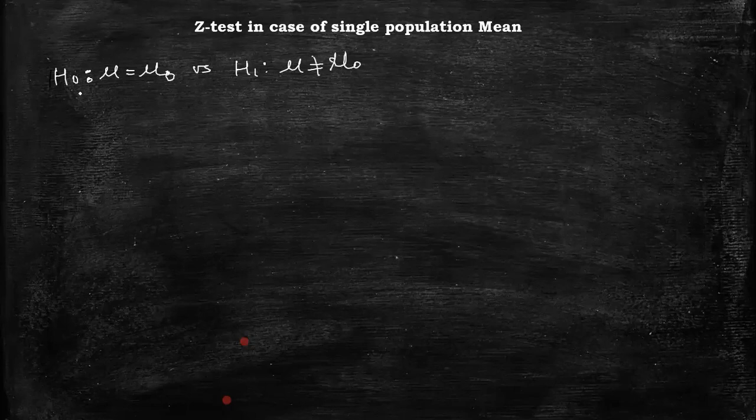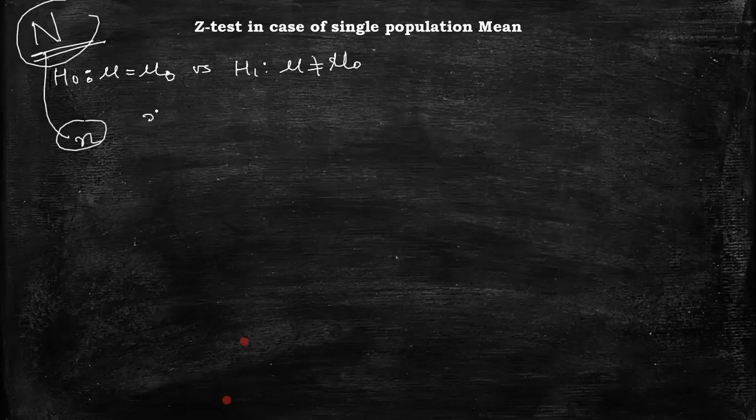So what is done? We draw a random sample. Actually, the population consists of capital N number of elements, but we are not interested in learning all. So we select a sample of size small n. The observations are x1, x2, like that, xn. Our assumption is that every observation in that population follows normal distribution. That is our big assumption.